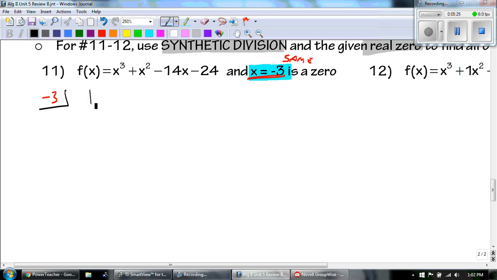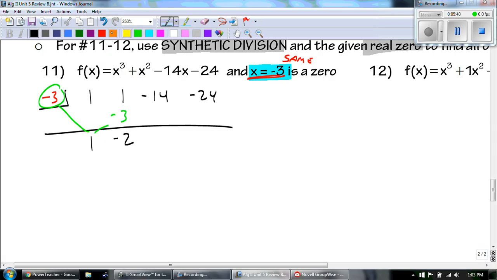Okay? So then I have a 1, a negative 14, and a negative 24. I drop the 1. Negative 3 times 1 is negative 3, and we get negative 2. Negative 3 times negative 2 is a positive 6. Negative 14 plus 6 is negative 8. A negative 3 times a negative 8 is a positive 24, and then we get 0.